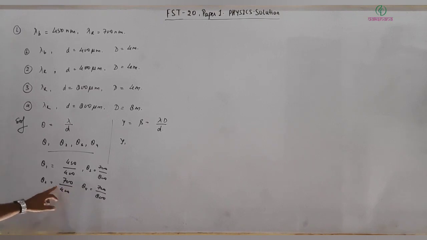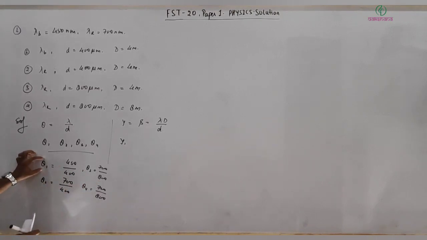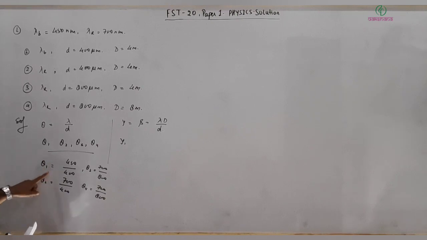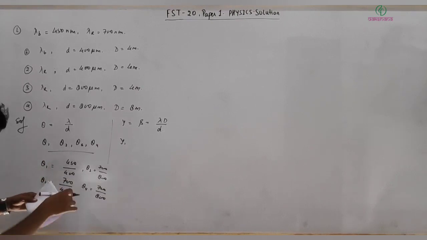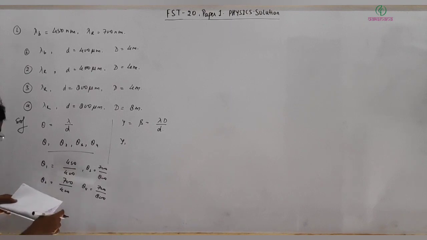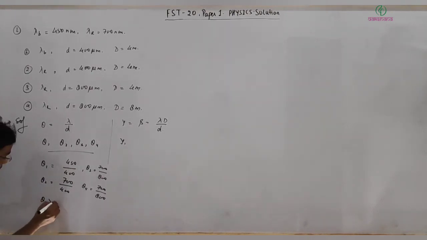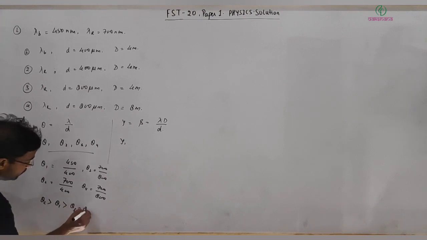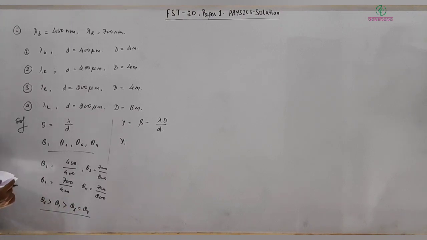Theta 2 is the maximum, since 700 divided by 400 is greater than 1, and theta 1 is less than 1. Then theta 3 and theta 4 are equal and smallest. So what is the option? Here you can write theta 2 greater than theta 1 greater than theta 3 equal to theta 4, and this matches option C. So this is the correct option.